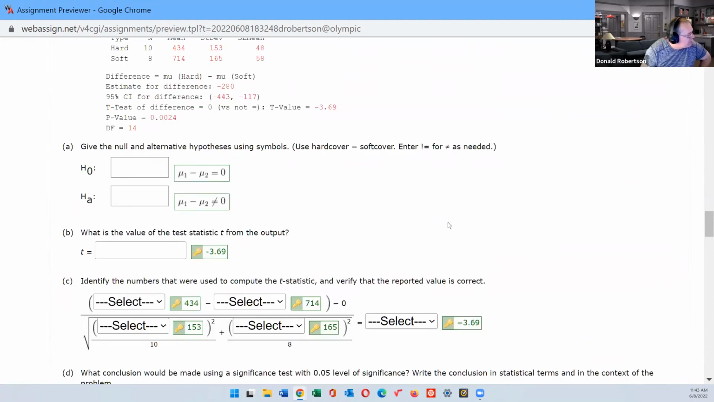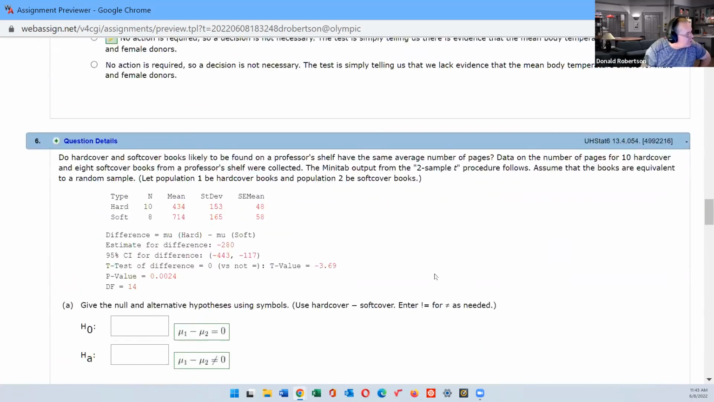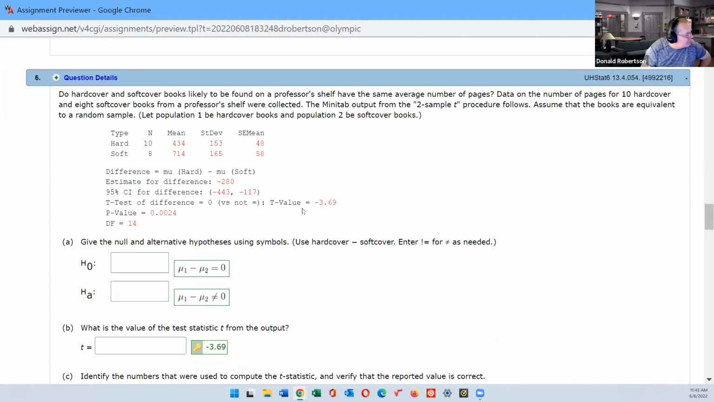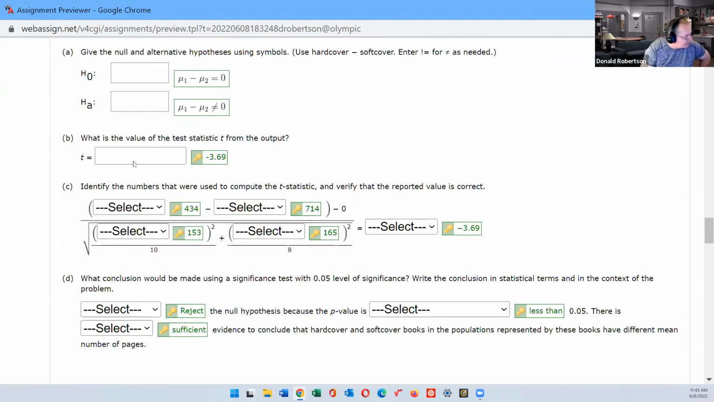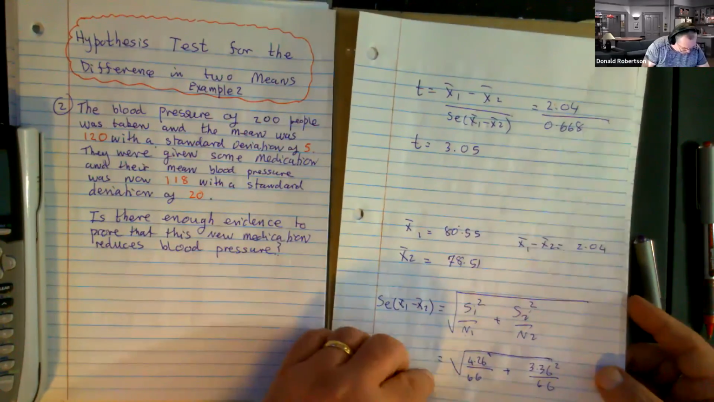So question 6 is essentially a carbon copy of the one that we just did. Do you see it's the same kind of data, the same kind of setup? So I want to skip by that one. And let's do the last 3 questions. We are going to do the whole process using SALT.